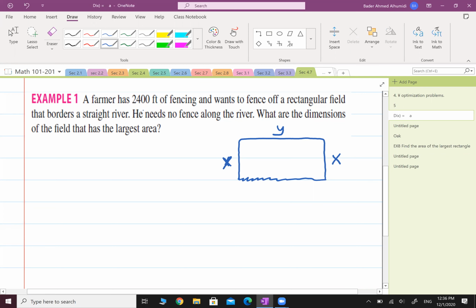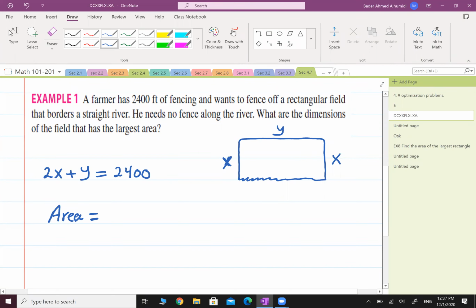Can you link the two variables x and y with 2400? Yes? 2x plus y, that's better. 2x plus y is equal to 2400. The fencing material is 2400, and that's exactly what we have. Now, what is the quantity that needs to be maximized? The area. I define it to be A.